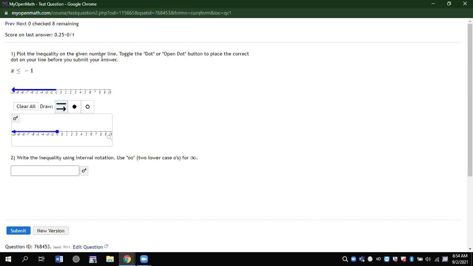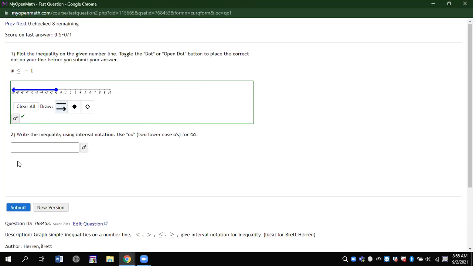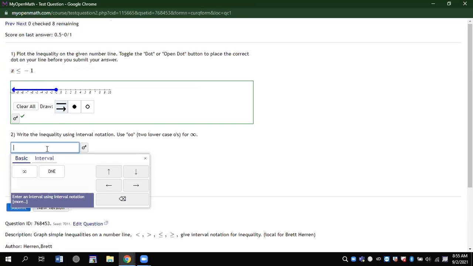Plot the inequality. Toggle the dot or open dot button to place the correct dot on your line. Oh, before you submit your answer. Okay. Boom. I thought that's what I did last time. Submit. Yeah, now I don't know why it's suddenly happy. It looks the same as it did before. So it's a little touchy. Be careful. I put the dot on afterwards. Maybe that's how you got to do it. I don't know. And then we come down here and write the answer.